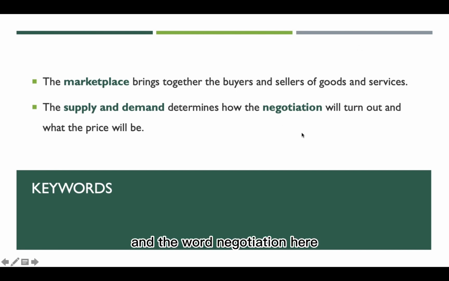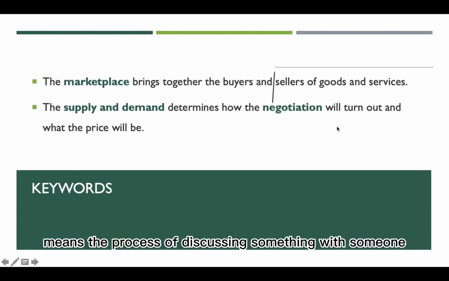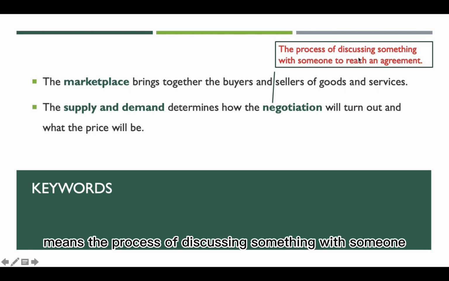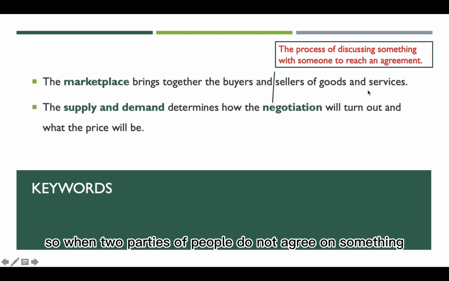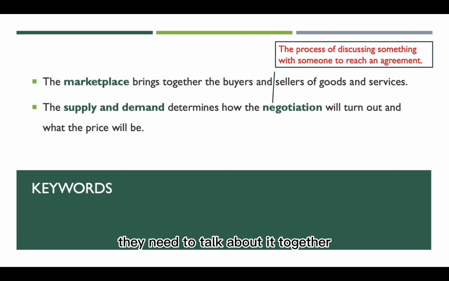And the word negotiation here means the process of discussing something with someone to reach an agreement. So when 2 parties do not agree on something, they need to talk about it together. And this process is what we call negotiation. And the verb form is negotiate.